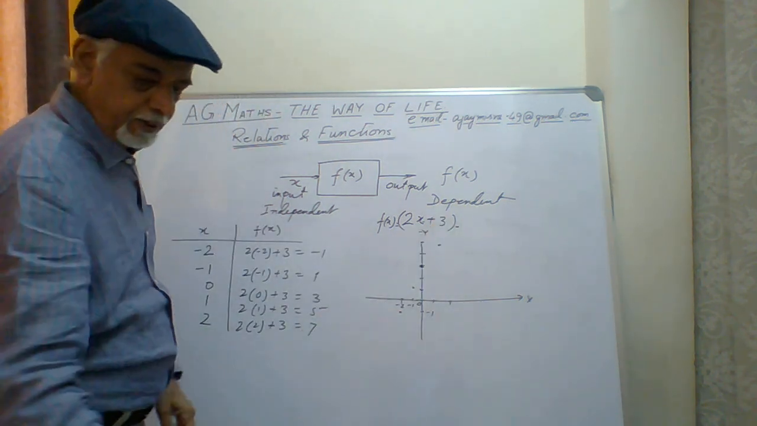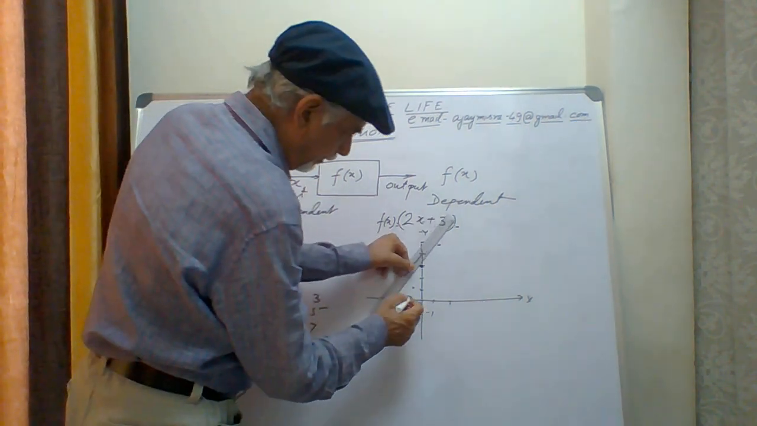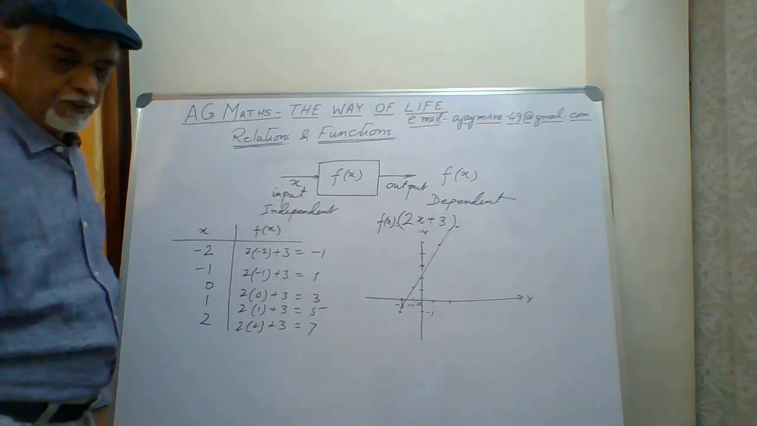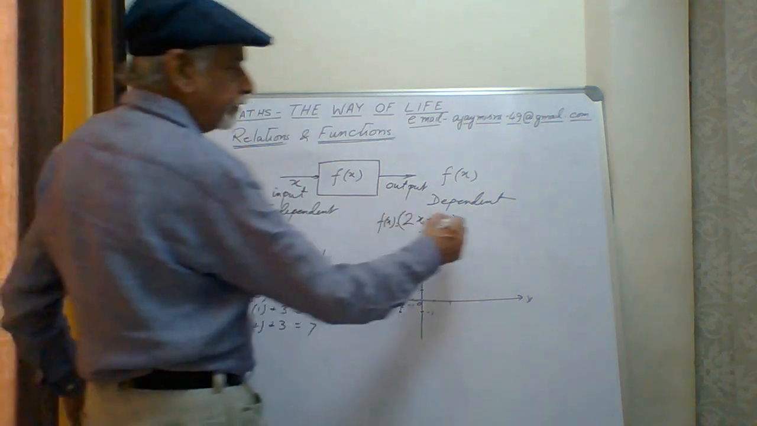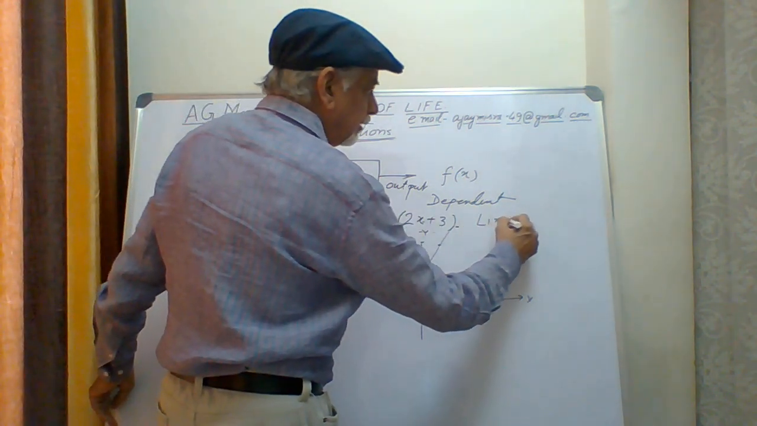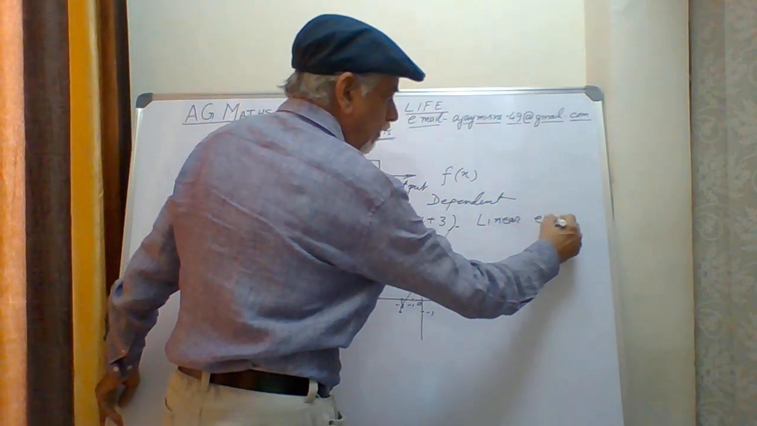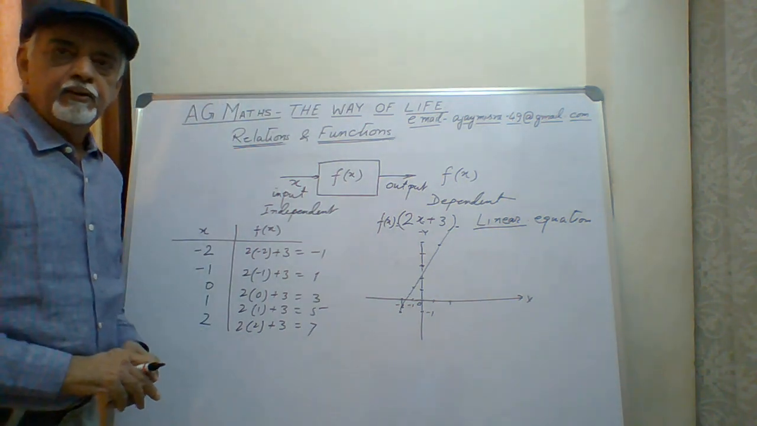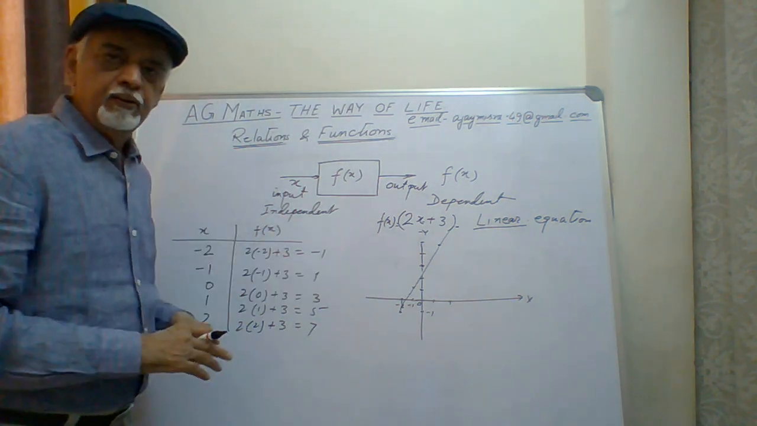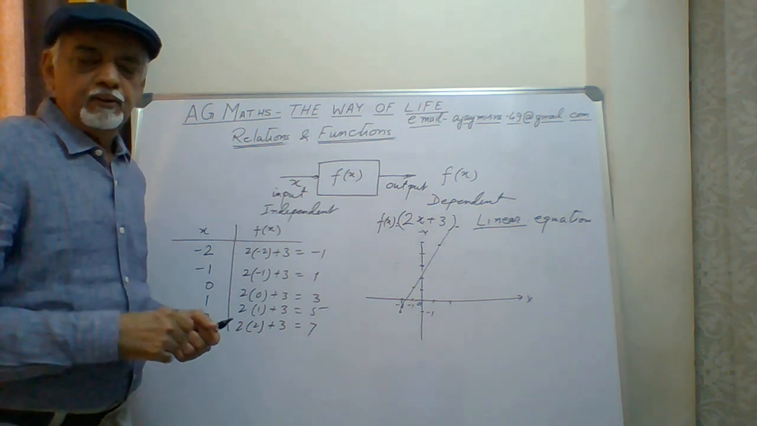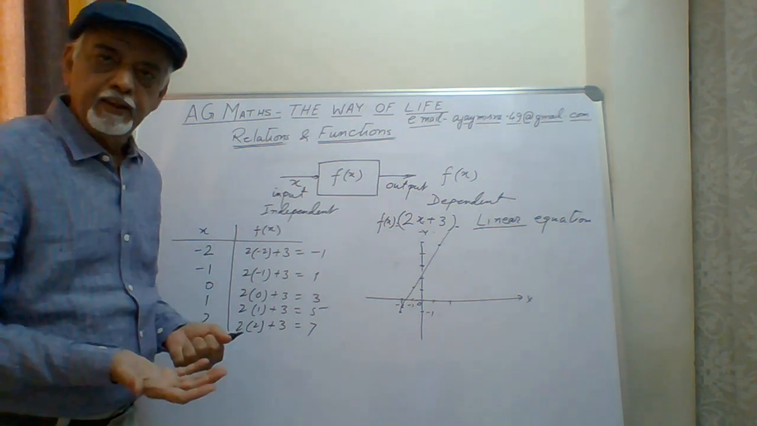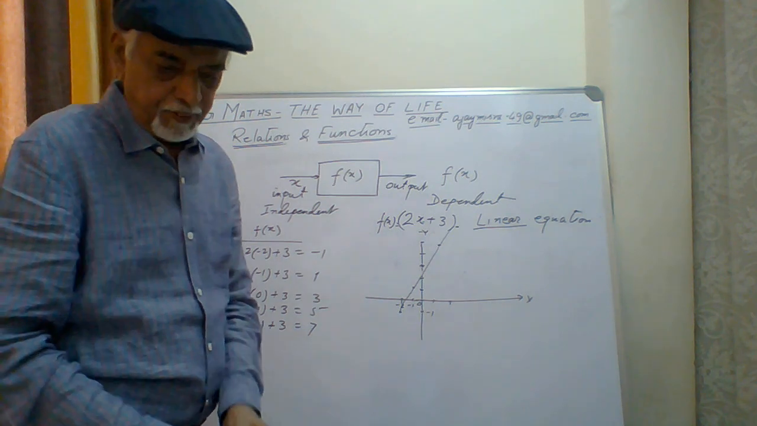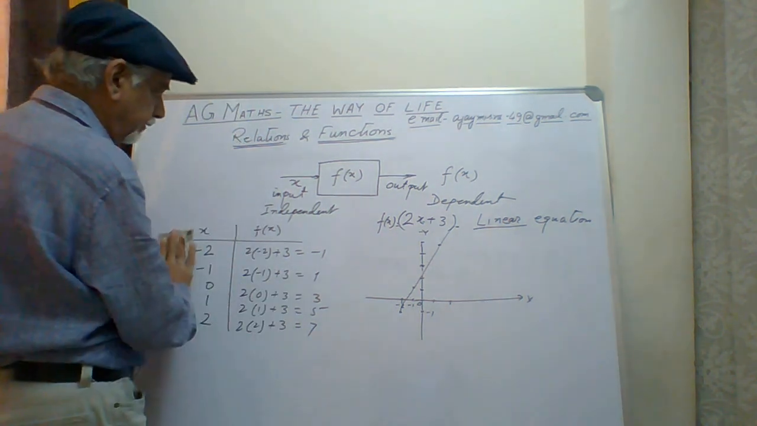So when you join, I get a straight line. Roughly I am drawing it. This is not put to scale. So you get something like this. So this is called a linear output or linear equation, because we got a line. Functions can be linear. It can also be polynomial, maybe having some powers, maybe trigonometrical functions, maybe geometrical functions, like that. So what are the types of functions? I'll talk something about that.